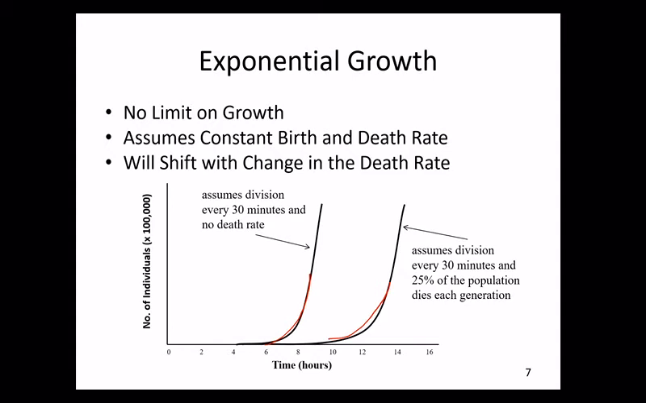So the first curve here shows a division every 30 minutes, and it shows the typical exponential curve. The second curve says that there's a division still every 30 minutes, but 25% of the population dies in each generation. So we're still in an exponential curve. There's no limit in the growth of the population, but in this case, we see that it takes longer until it reaches this dramatic increase.